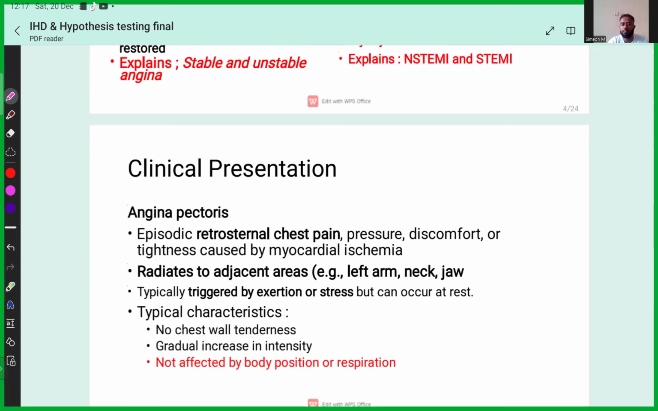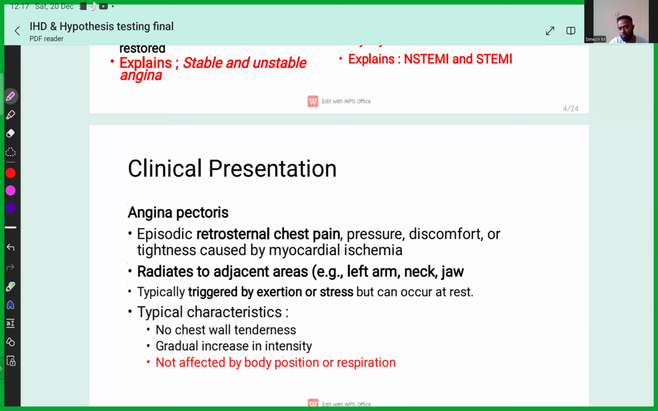They present with typical anginal chest pain, which is a retrosternal chest pain characterized by a pressure or squeezing type of pain. Patients typically describe it as something heavy standing on their chest or a belt tightened around their chest. This pain radiates to adjacent areas such as the left arm, the neck, and the jaw, and is typically triggered by exertion or psychological stress, and is relieved by either rest or nitrates.